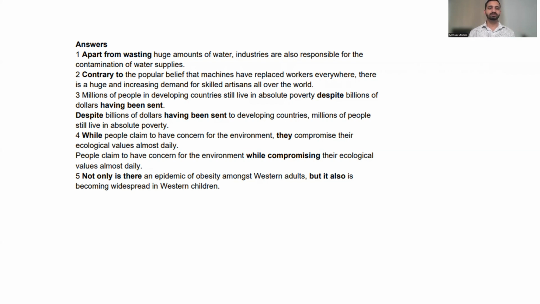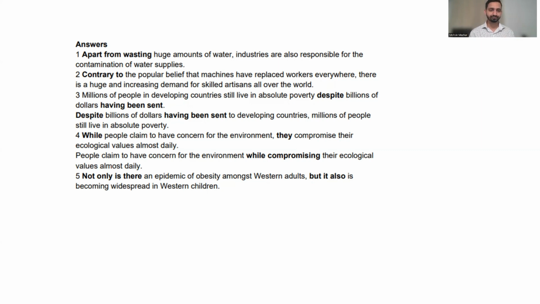Millions of people in developing countries still live in absolute poverty, despite billions of dollars being spent. Despite billions of dollars, you can also change the direction of it. You can start with the connecting word. You can start with despite, or you can put it in the middle. Another variation of this is: despite billions of dollars having been sent to developing countries, millions of people still live in absolute poverty.